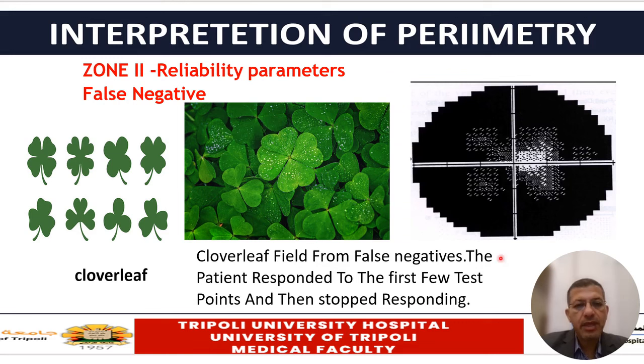This slide shows the picture of the grayscale when there are false negative errors. You can see the central area will have this appearance, because this represents the first 4 points that we usually test when we start with the patient. So the patient will be concentrating and will respond normally to the first 4 points, and then after that, will neglect the other peripheral points. So it gives this appearance called clover leaf appearance. This is the shape of the clover leaf. It's called clover leaf appearance of the grayscale pattern, which reflects a false negative result.